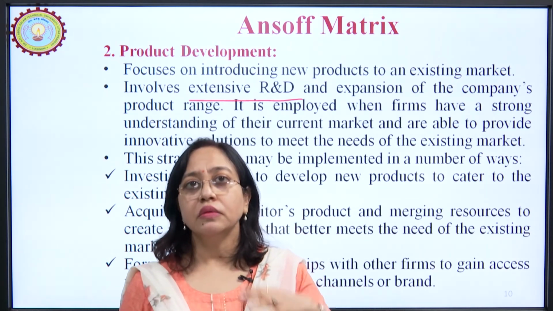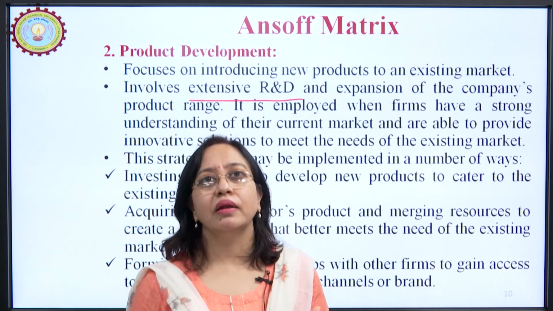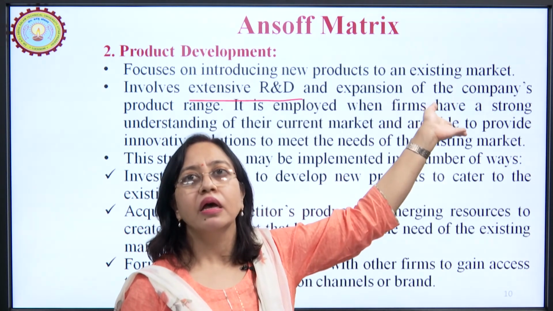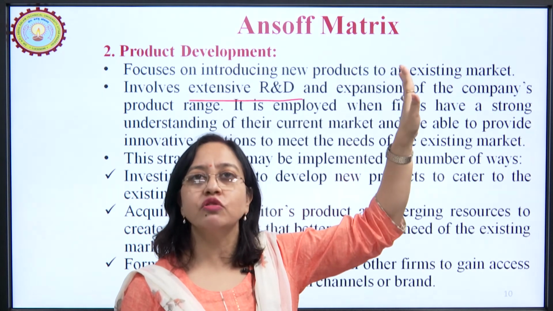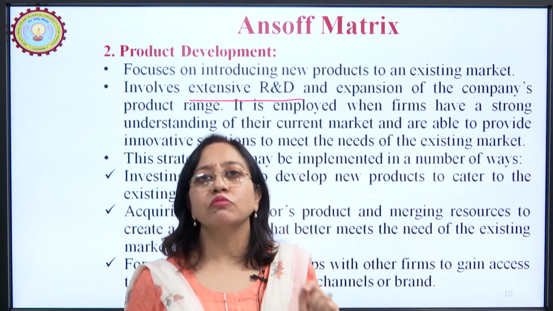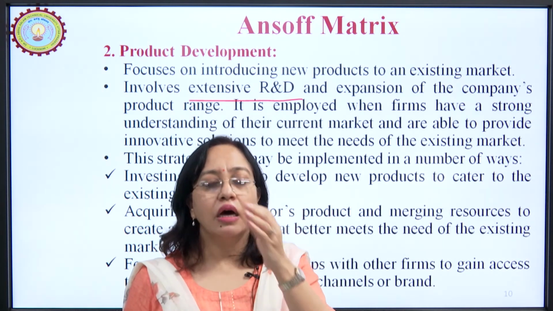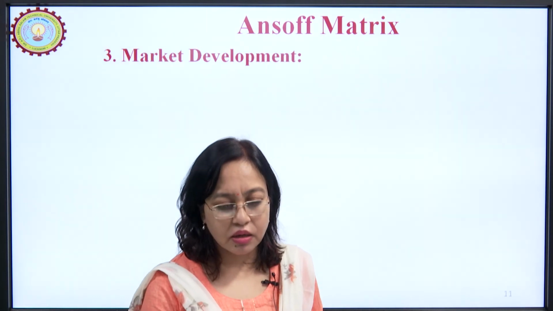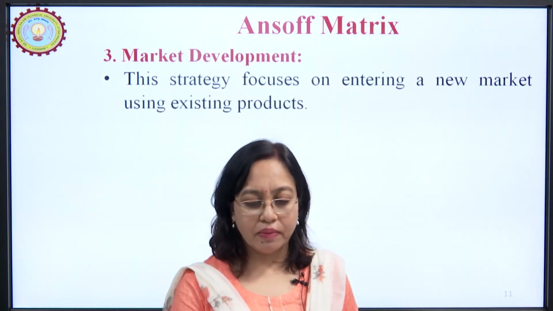Now, for example, a company like Apple will come under the ambit of product development, because it is too much into R&D, and it always believes in outdoing the competition in terms of adding new features and innovative features to the products. Then the third is market development.